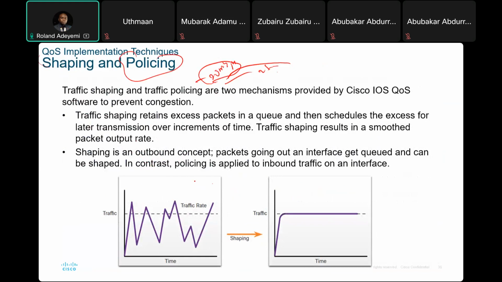I think one can also be applied to inbound traffic. The other one can be applied to outbound traffic. Which of the two? Shaping is an outbound concept, while policing is for inbound traffic on an interface. So the two of them are all about the bandwidth that will be allocated to the traffic. And it is part of our quality of service. And this is the one that most people use in MikroTik. They allocate bandwidth to users. They hardly do this queuing stuff, even though MikroTik can also do queues. But this is under Cisco stuff. You need to understand that.